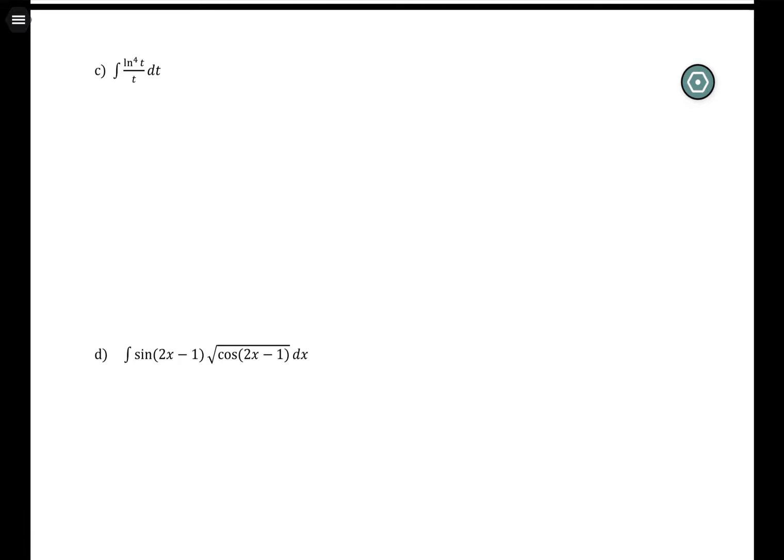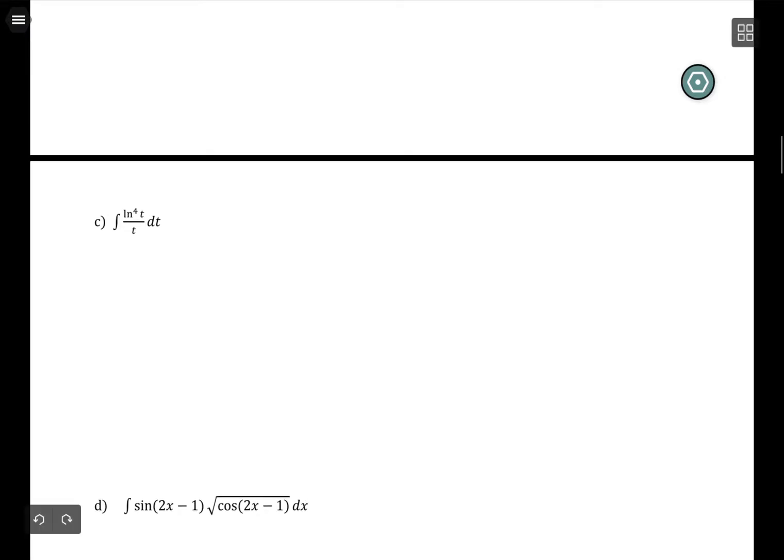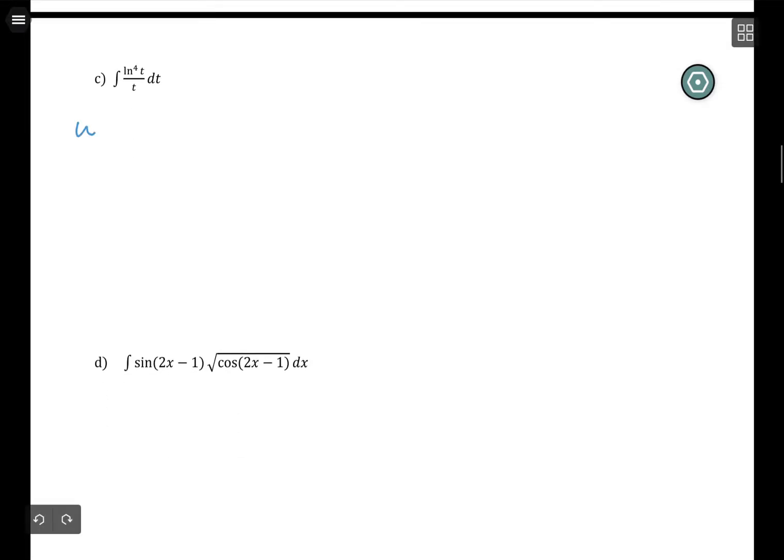Okay, so for part C, same idea. We're looking for something to substitute out. So I want to try to spot an outer function, inner function. I'm looking for a composition, and I want to make sure that I see the derivative of the inner function, or at least I would like to see the derivative of the inner function.